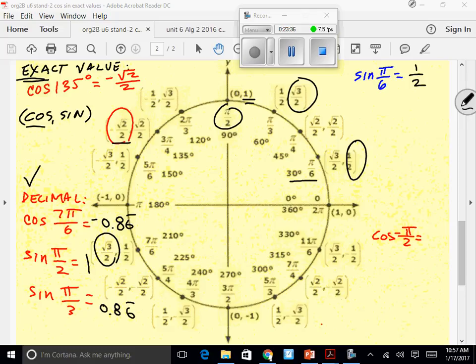Last one in standard 2. What was cosine of negative pi over 2? 0. I hear 0. It's true. To go the negative direction, you have to go this way. Pi over 2 would get you right here. Here's positive pi over 2. And here's negative pi over 2. And so it gets you right here. You said it was 0?